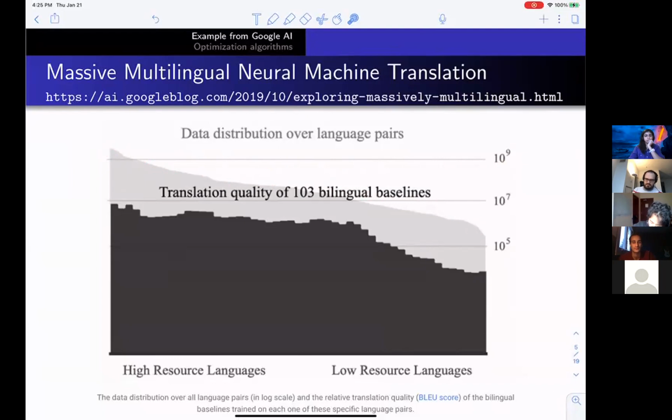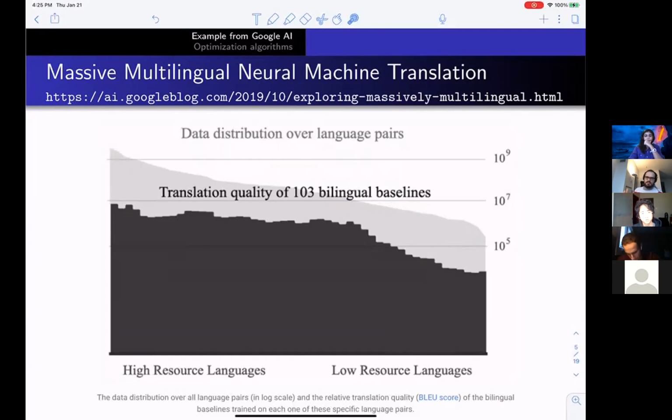So in this specific case, what you can see is actually each point is not a specific language, it's a pair of languages, right? Because you're interested in translation. So each point here can be a pair of two languages, like English and French, right? So this point, for example, could correspond to English and French. And this point could correspond to English and Hebrew, right? Now, what you can see in the darker color is the translation quality of bilingual baselines.